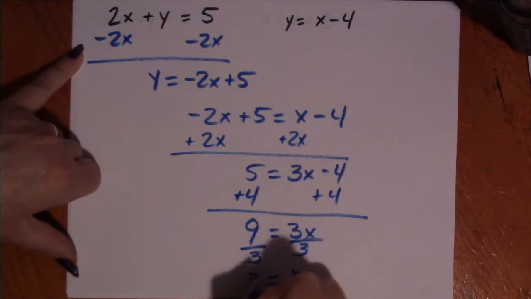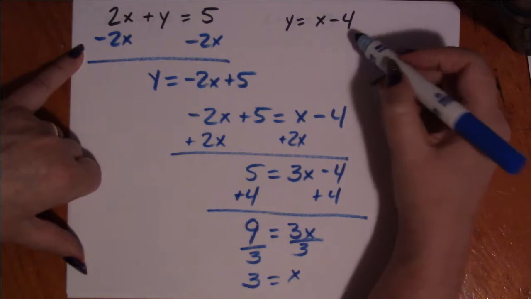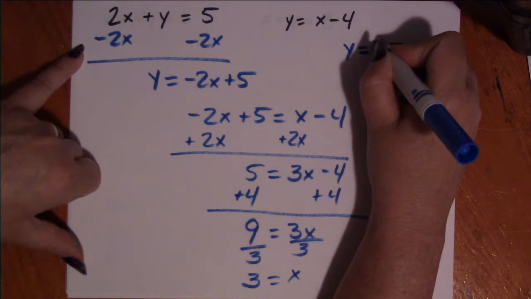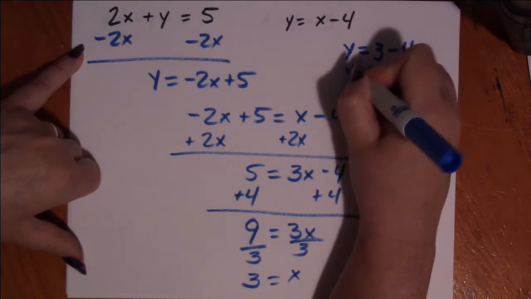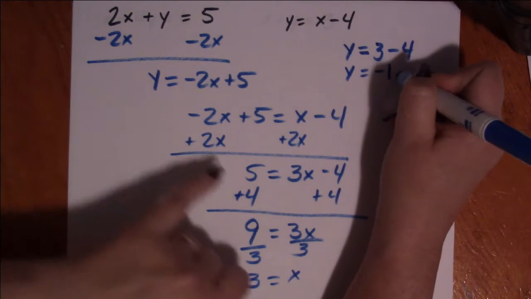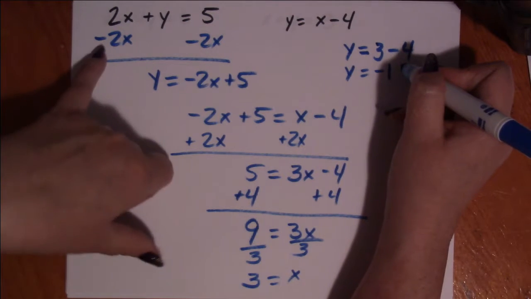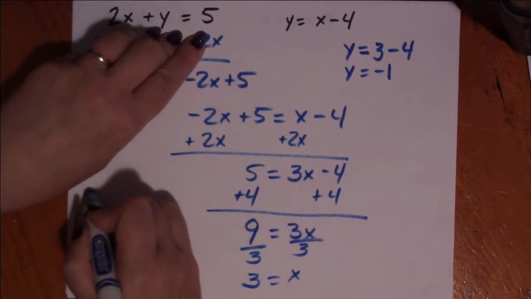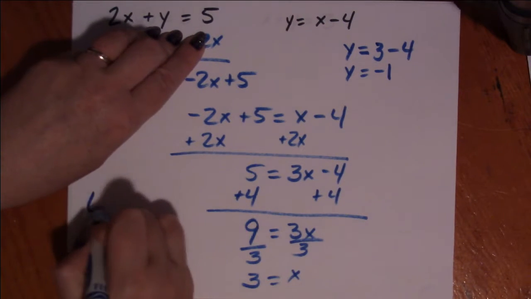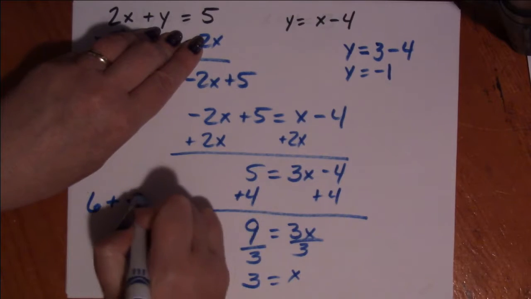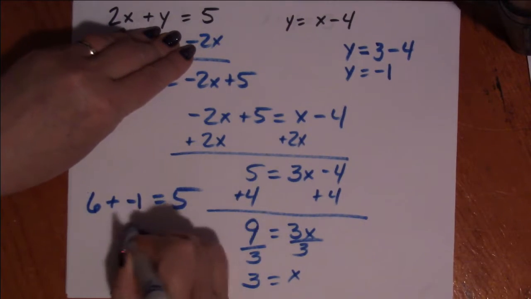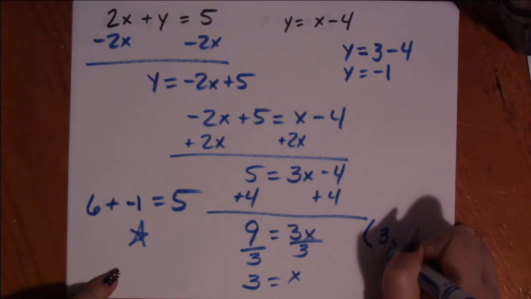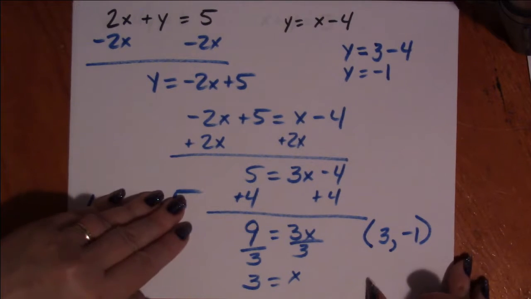And I'm going to get rid of my numbers on this side, so just my x is by itself, and x equals 3. Let's plug x equals 3 back into the easy one. Y equals 3 minus 4, so y equals negative 1 here, and let's test this out. And I'm going to go back to the original equation. So 2 times 3 is 6 plus negative 1 equals 5. Yes, that works. So our answer is 3, negative 1. Let's try another one.